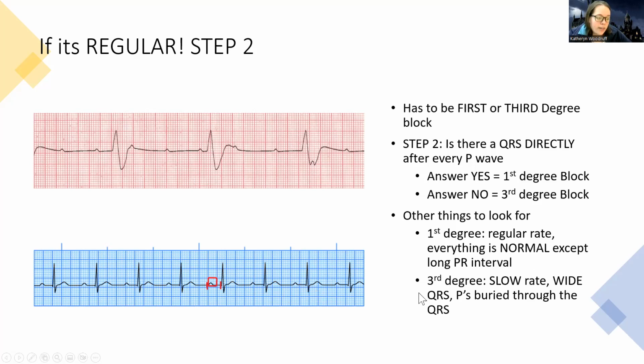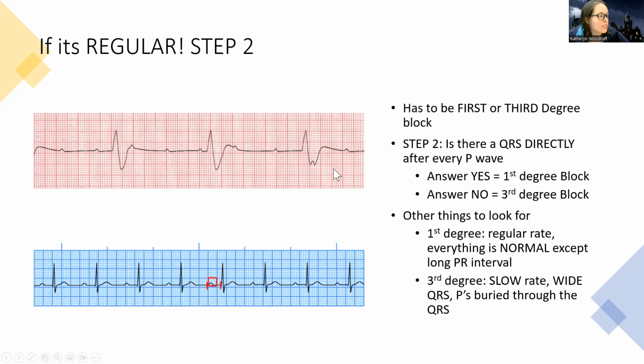Whereas with a third degree, another thing that you can look at, again, this is only if you want to make it more complicated or if you're just one of those people that doesn't trust yourself and you want to look at some other things to verify. Other characteristics of a third degree block is that it's a slow rate. Look at this rate up here. It's 30. One, two, three QRSs. That's a rate of 30. Look at this QRS too. It's wide. So a wide QRS.